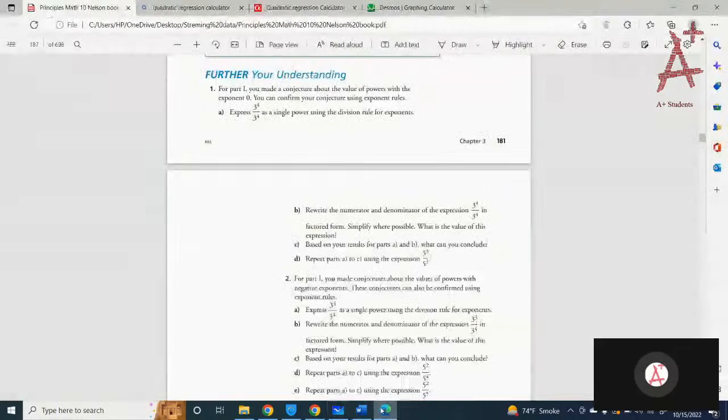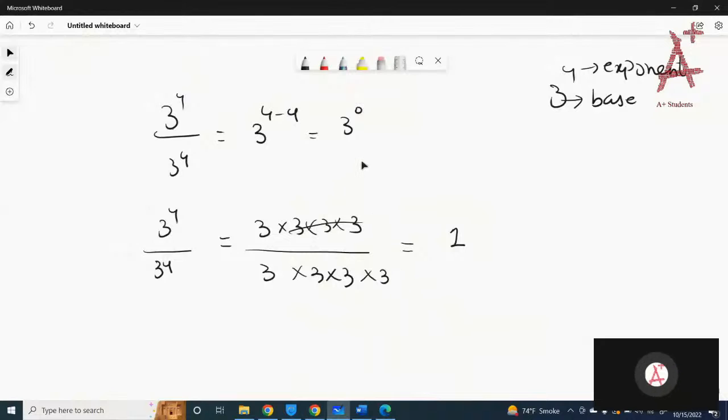Okay, then for the C part, based on your results from parts A and B, what can you conclude? Basically, you have to conclude that 3 exponent 0, anything that has the exponent 0, equals 1. So any non-zero base raised to the exponent 0 equals 1. Here the base is non-zero, just the exponent is 0. That means when you have any non-zero base with the exponent 0, it equals 1. Got it?